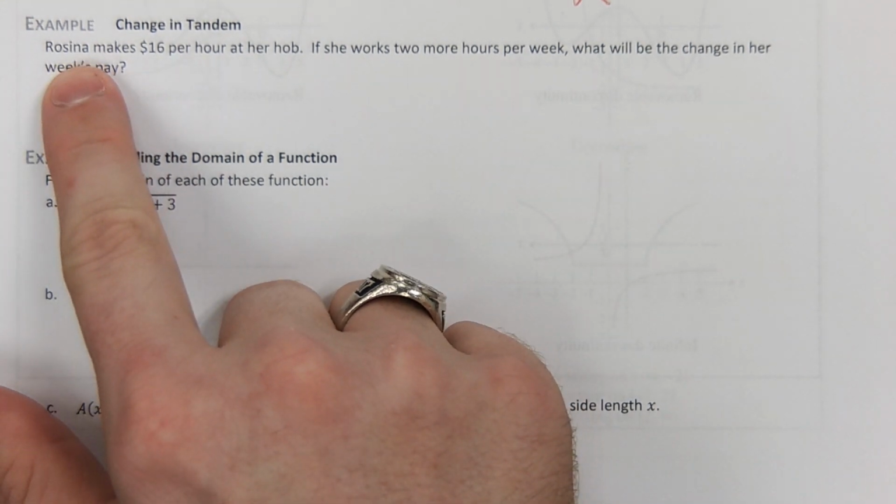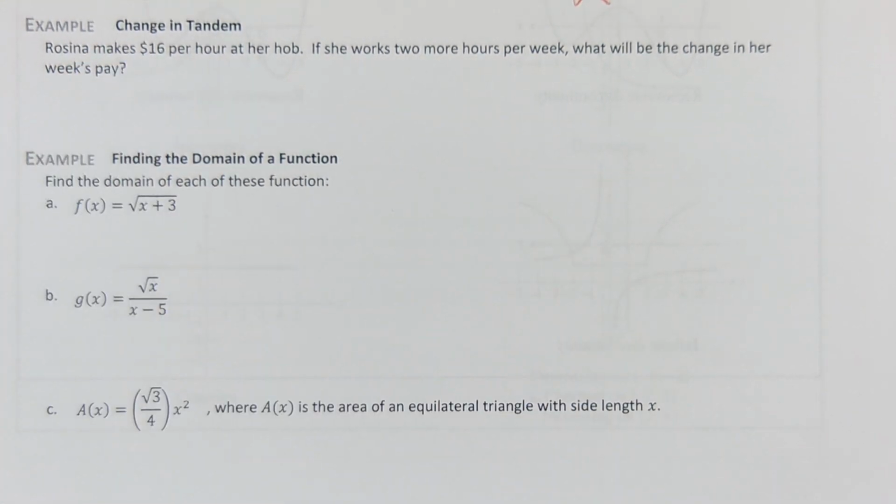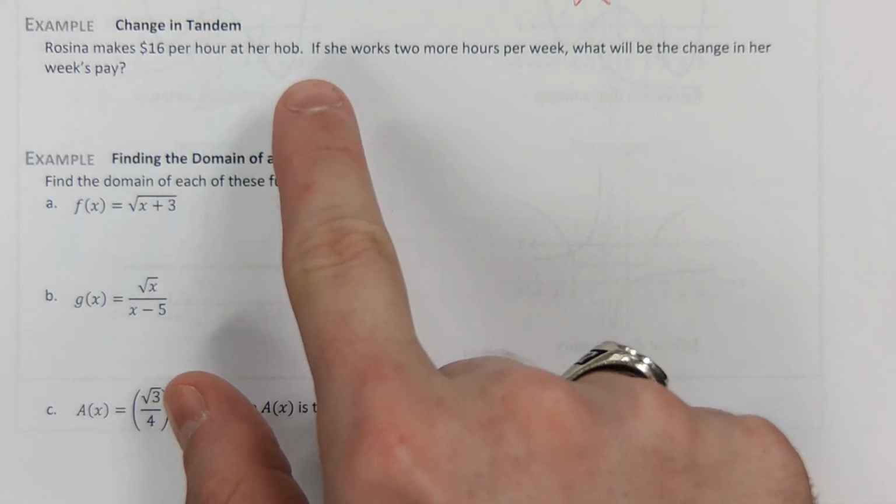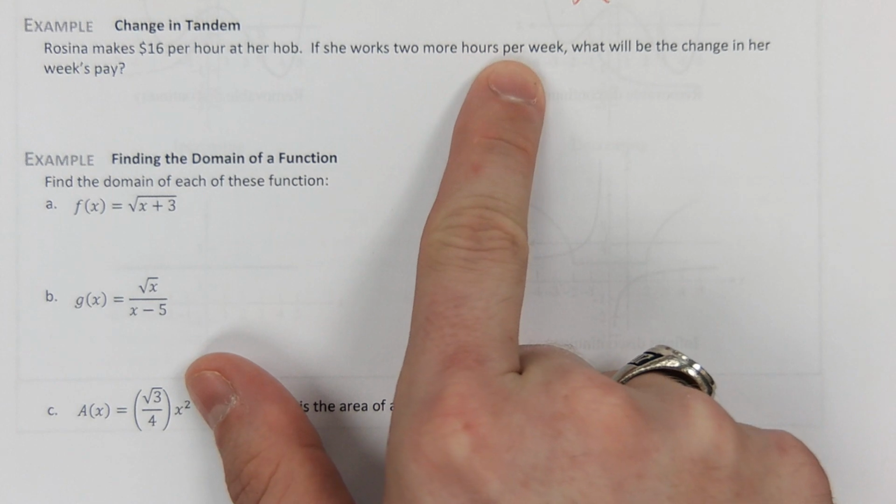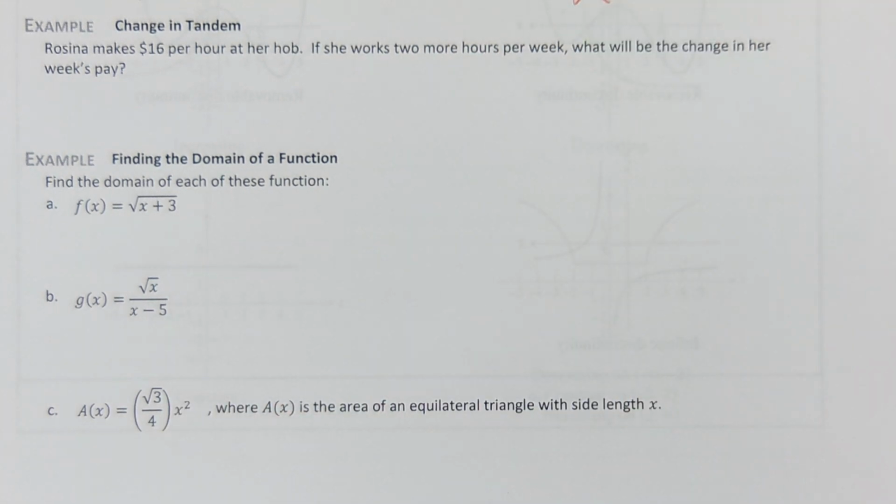What we have here is Rosina making $16 per hour at her job. You see, because I had to say per something, this is a rate. If she works more hours, she makes more money. You see, the amount of money she's making is also changing. So that's what we're talking about, change in tandem. When one changes, the other one changes. And hopefully that makes sense. So the number of hours you work changes. The amount of money you make changes.